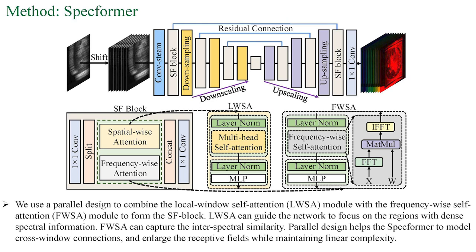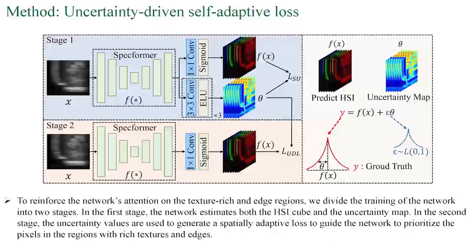The LWSA module can model the spatial sparsity and guide the network to focus on the spatial regions with dense spectral information. The parallel design helps the SF block to model cross-window connections and expand its receptive field while maintaining linear complexity. We insert the SF block as the main building block in a U-shape architecture to form our Specformer. In addition, considering that texture-rich and edge regions in HSIs are more difficult to reconstruct, we introduce an uncertainty-driven self-adaptive loss function to reinforce the network's attention on those regions.